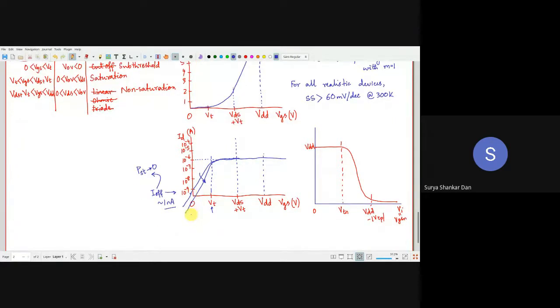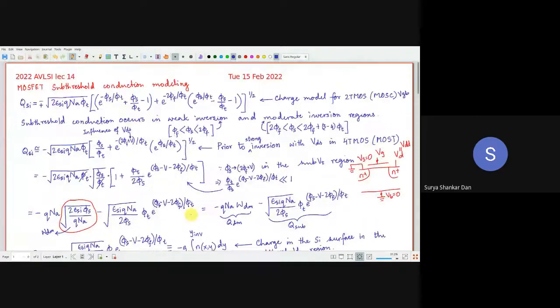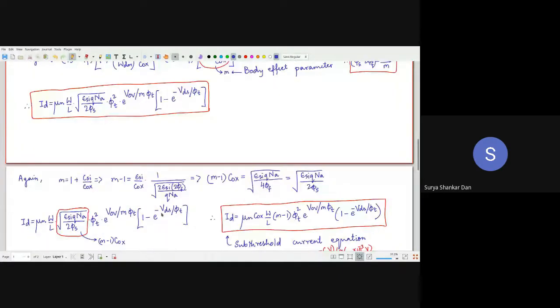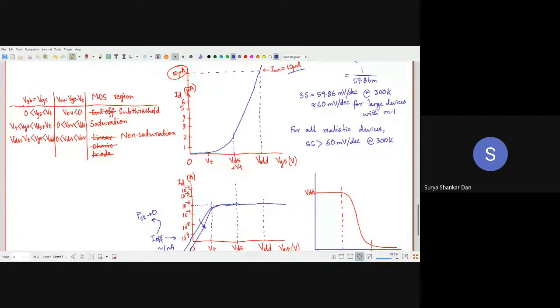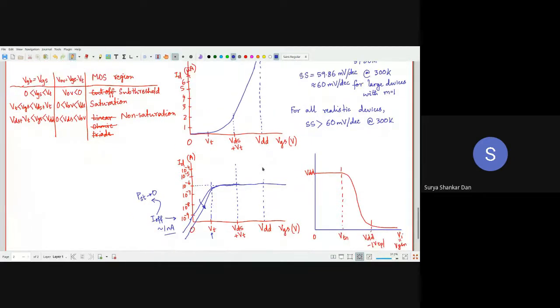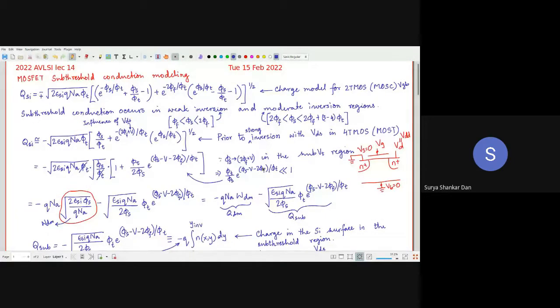Okay. So now let us go a little bit into it. I will not go into the details of how we are doing this modeling. This modeling is beyond the scope of this course. For the last 40 minutes, we have essentially understood what is going on when VGS is less than threshold. Now let us look at the equations a little bit, to see where it comes from. You don't have to do the derivation. There will be no questions on this as well for AVLSI.